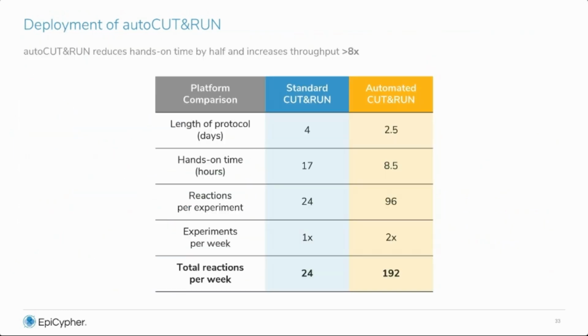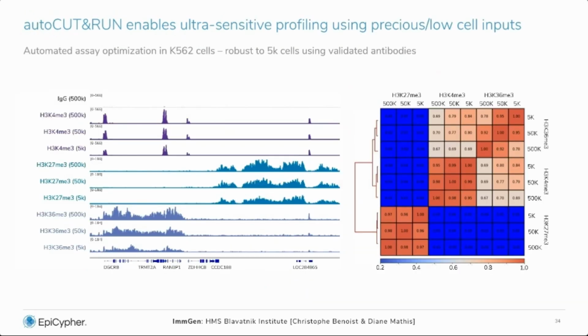All right, so that was our optimization workflow. At the end of the day, what we were able to do is develop a fully automated CUT&RUN assay that reduced our hands-on time by half and increased our overall throughput, or our total number of reactions per week, by over 8x, just for a single robot.